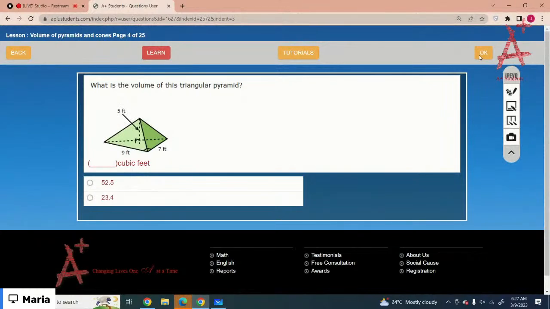Okay, for the next one, you have to do the same. Just calculate the area of the base, but it has a triangular base. So the area of the triangle is half times base times height. So just calculate the area: half times 9 times 7.